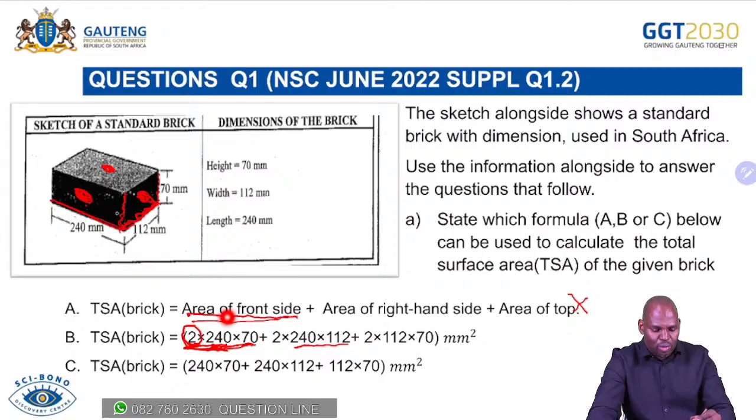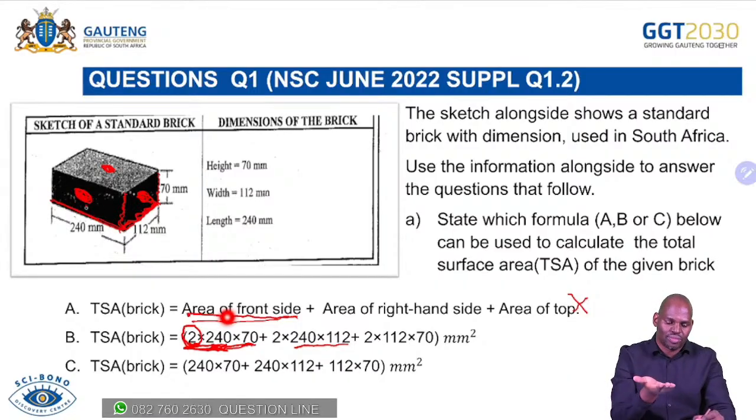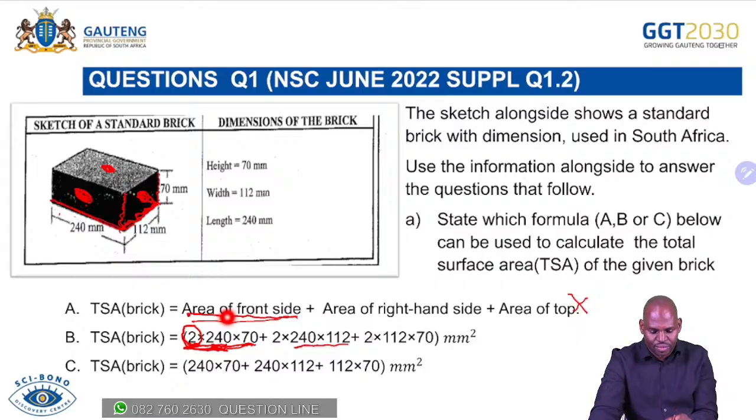240 multiplied by 112. So that means it is the area of the bottom face, but the bottom face is the same as the top face. So that is why it's 240 multiplied by 112, which is for the bottom, and then from there we multiply by 2, so it's 2 of them. It's this one at the bottom and the other one on top.